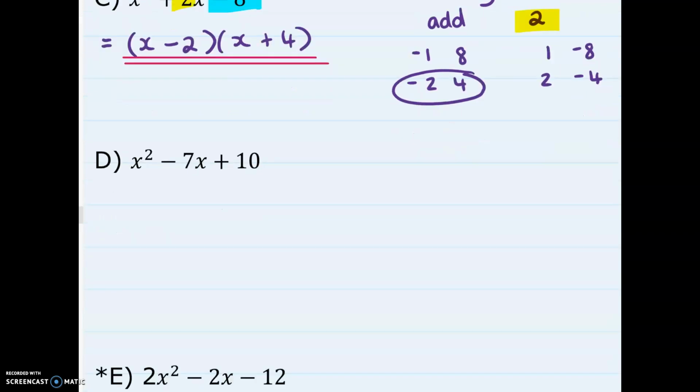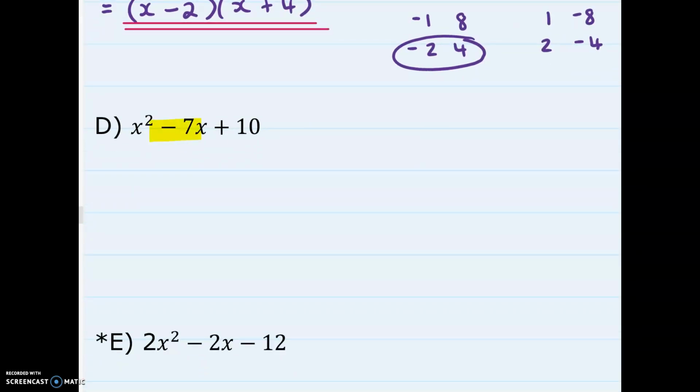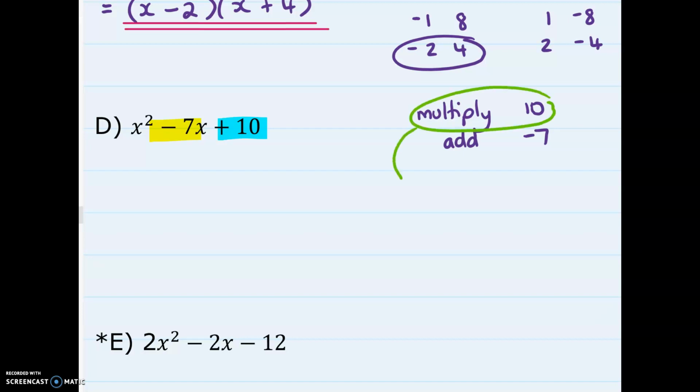Let's have a look at D. We want to multiply to give negative 7, and we want to add to give 10. Sorry, other way around. I highlighted them the wrong way. We want to multiply to give positive 10, and when you add them together you get negative 7. The fact that they're adding to a negative tells me they've both got to be negative because they're multiplying to give a positive answer. So because of this, they're both going to be negative.